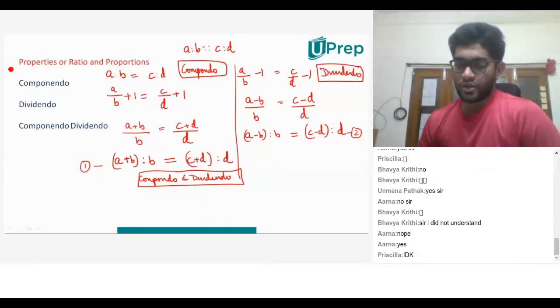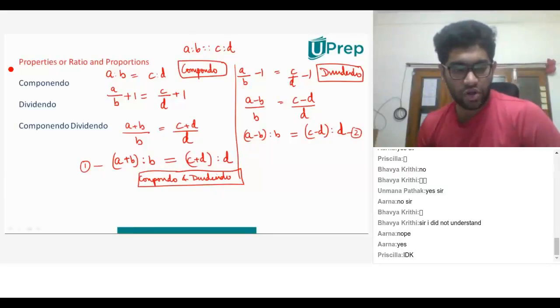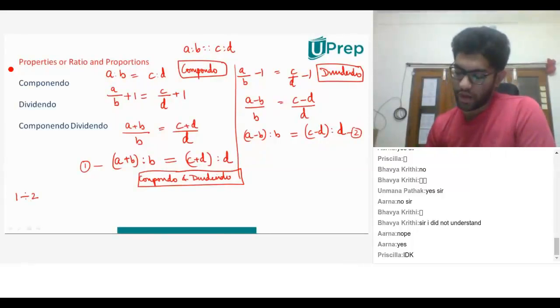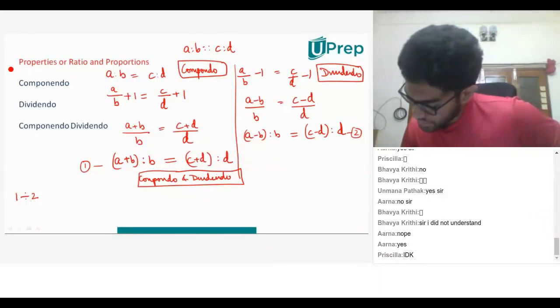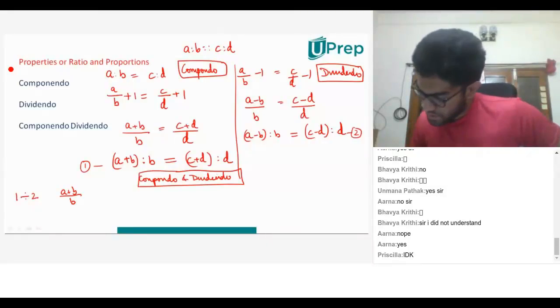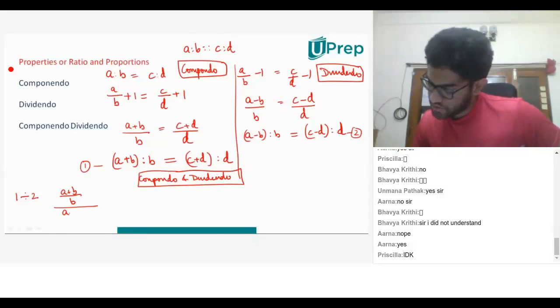All right. We have the first equation with respect to componendo. We have the second with respect to dividendo. I am simply going to do 1 divided by 2. What's going to happen over here? What's going to happen if I do 1 by 2? A plus B by B divided by A minus B by B.